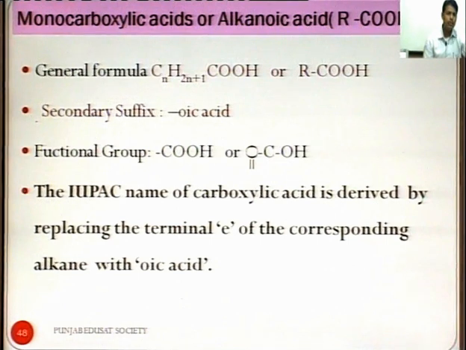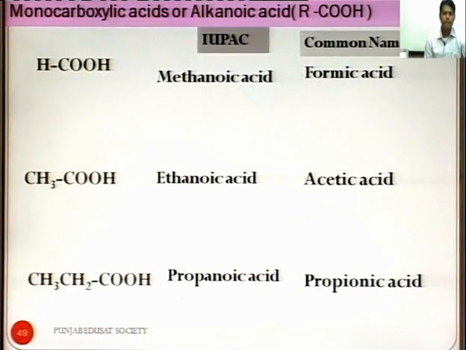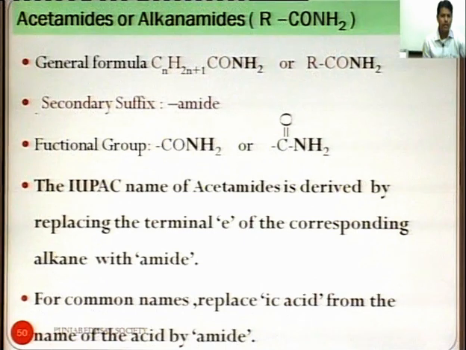Next is the acid group. The general formula is R-COOH. The secondary suffix is oic acid. The functional group is COOH. The IUPAC name of a carboxylic acid is derived by replacing the terminal e of the corresponding alkane with oic acid. For example, methanoic acid, and the common name is formic acid. Ethanoic acid, the common name is acetic acid. Propanoic acid for 3 carbons, and the common name is propionic acid.